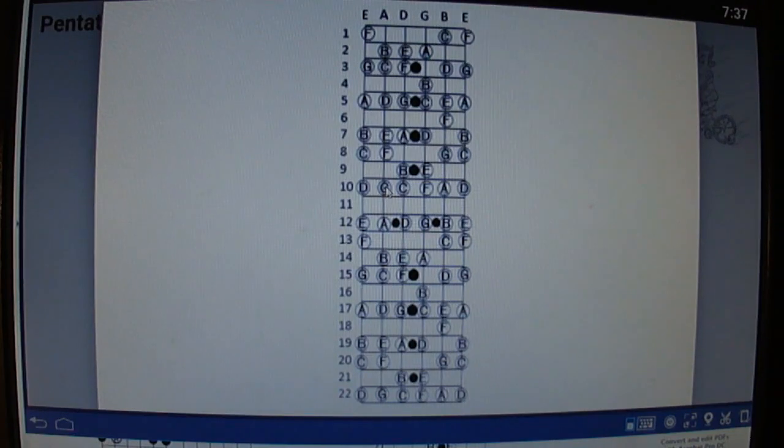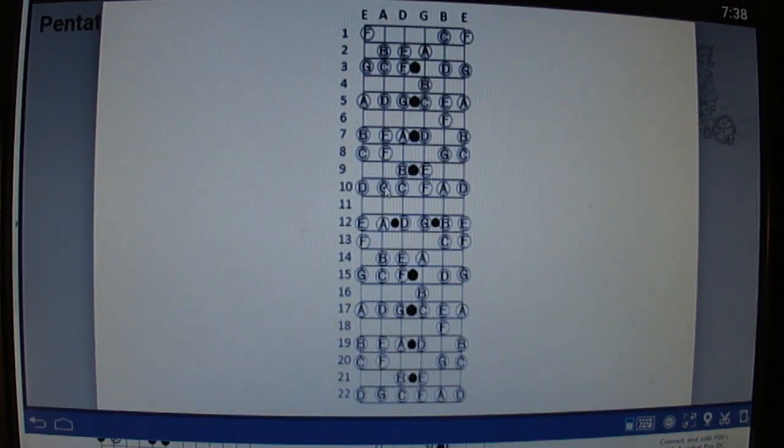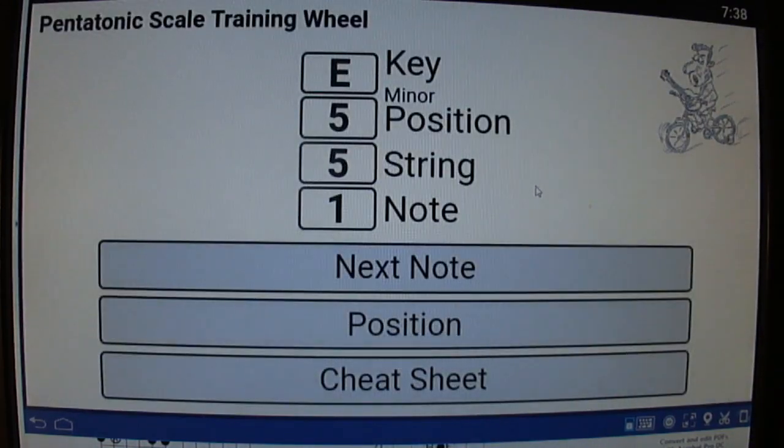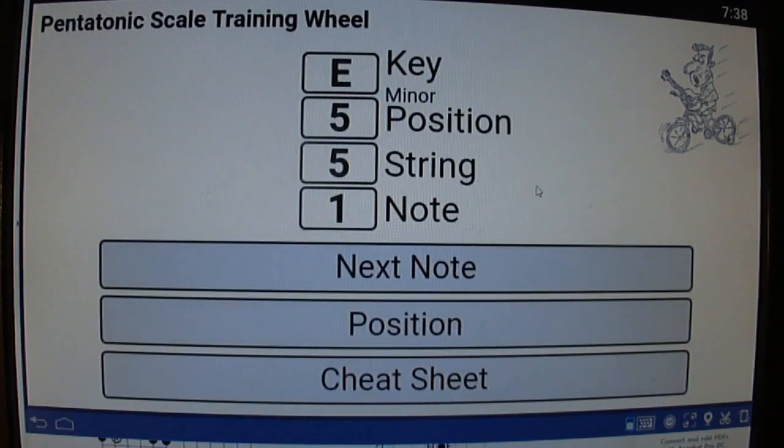Wouldn't go too far. Anytime your starting note is on the 5th or the 6th string or 2nd or 1st, you don't have too much in the way of going the opposite direction. So that's a quick look at how you use the app.